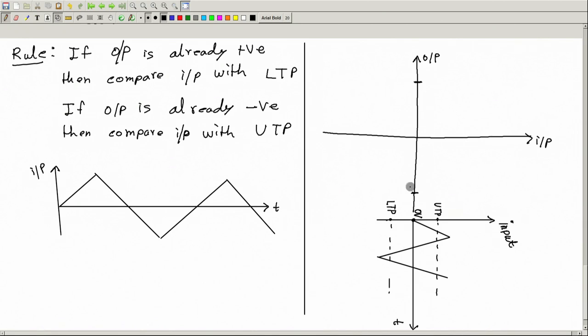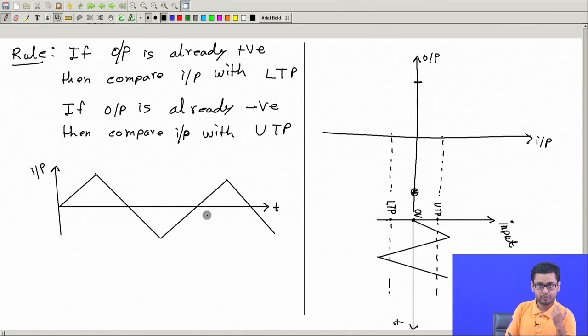So let's assume initially the output is here. At t equal to 0, the output is negative, and at t equal to 0 the input is 0. You see that this is also the input line, so I can just extend this like this. Now at t equal to 0 the output is negative, and if the output is negative, what is the rule? We have to compare the input with the upper trigger point, and the moment the input goes above the upper trigger point, we have to make the output positive.